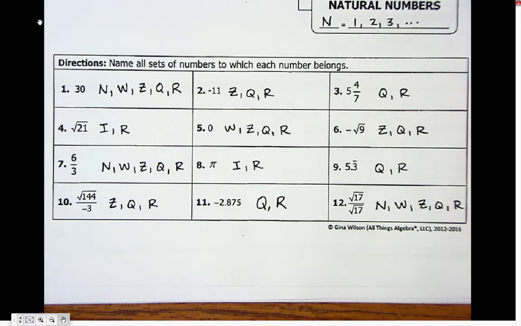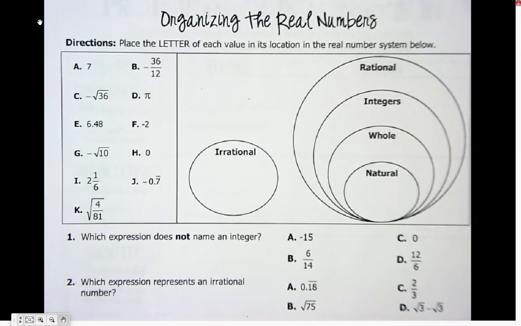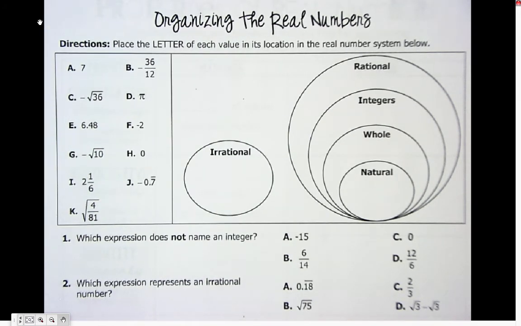So go ahead and double check, make sure that you were able to put the numbers in the right categories. Just make sure that you have most of them labeled correctly. If you were unsure about some numbers, like the square root of 21, use your calculator, turn it into a decimal, get the decimal form of that number, and then you can tell what type of number it's going to be. So the next thing we're going to take a look at is organizing the real numbers.